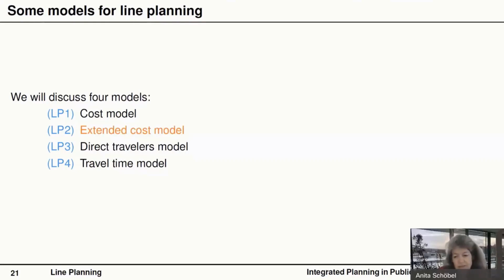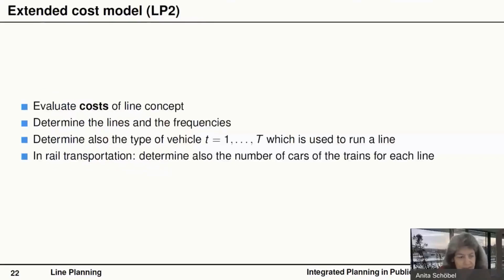We have seen that the cost model is very basic, so we have only a very basic approximation of the costs. But if you really would like to do line planning in practice, you would have different types of vehicles, like big or small buses. Maybe you even want to plan not only buses, but also metros in the same problem. So you have different types of vehicles that have different capacities. And in rail transportation, you also have, for example, to decide how many cars a train should have, or how many cars a tram should have.